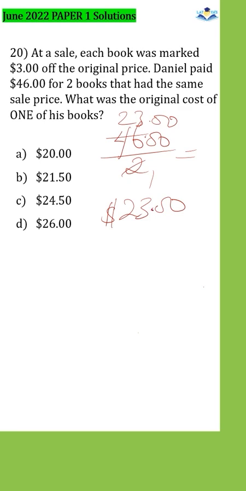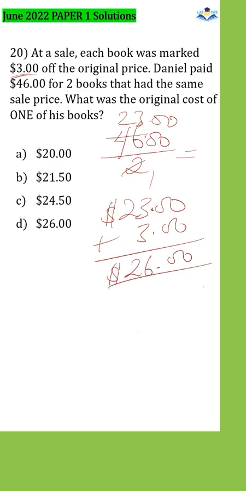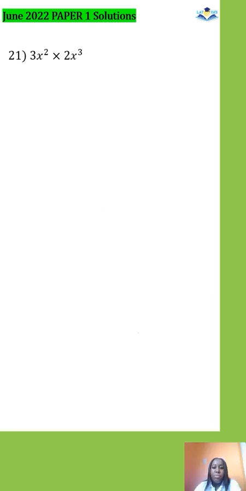Now they said that $3 was taken off each book. So if I add $3 back here, this will tell me that the original cost of one of the books he bought was $26. So the answer for question 20 is this.